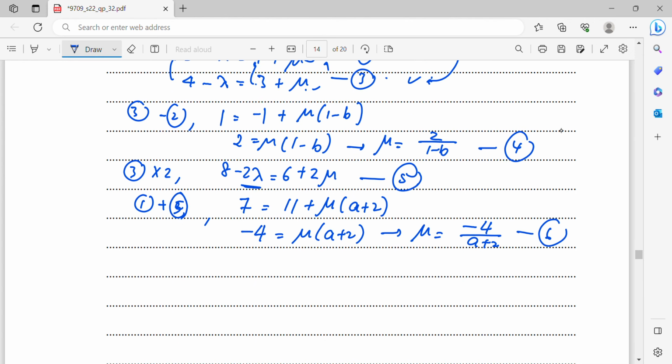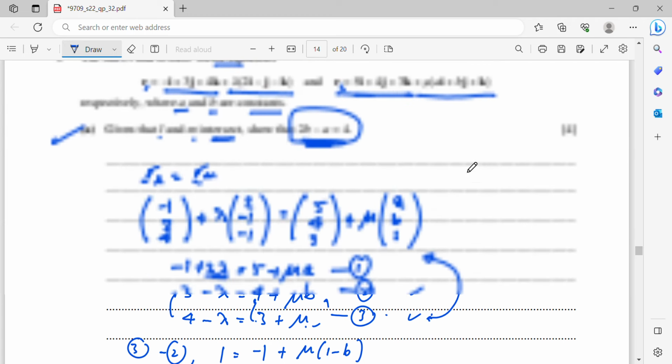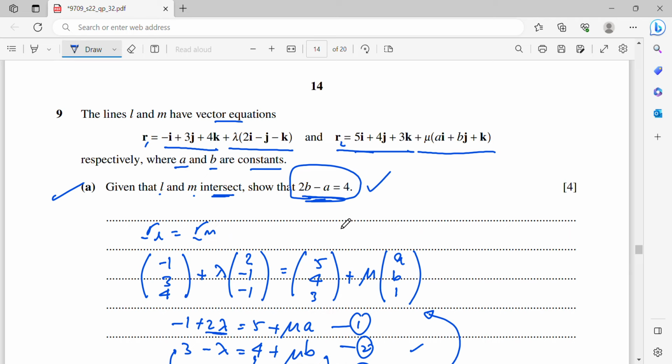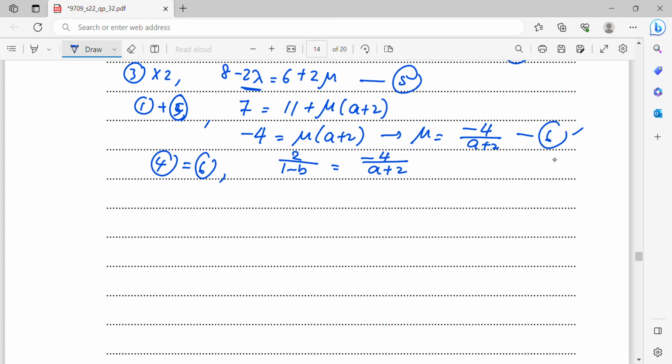Then now I can equate 4 and 6. So 4 equals to 6 because both are also mu. So 2 over 1 minus b equals to minus 4 over a plus 2. Alright, so now let's look at the question. You need to show 2b minus a equals to 4. So now cross multiply, 2 brackets a plus 2 equals to minus 4 brackets 1 minus b. So do expansion, 2a plus 4 equals to minus 4 plus 4b.